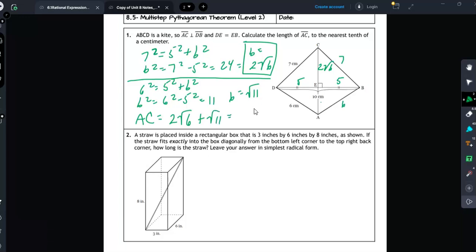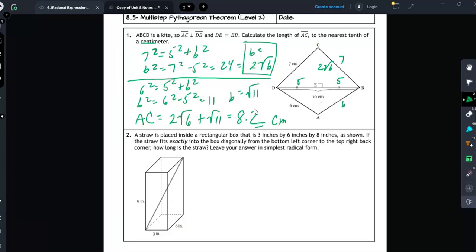It wants it to the nearest tenth of a centimeter, so just put that in your calculator. 2 times the square root of 6 plus the square root of 11. It takes me a while to type this myself. That is going to be 8.2 approximately, to the nearest tenth of a centimeter. 8.2 centimeters. Okay, let's look at number 2.